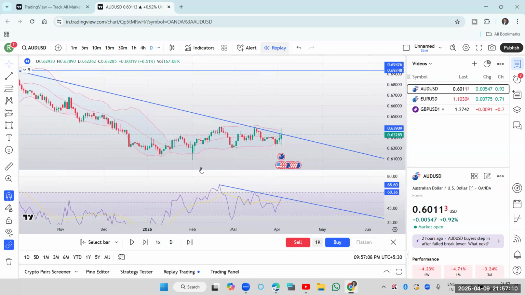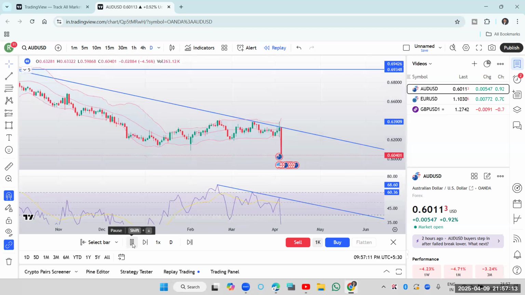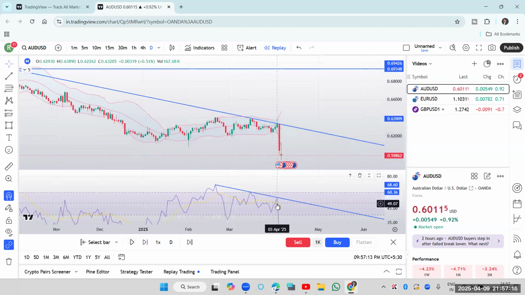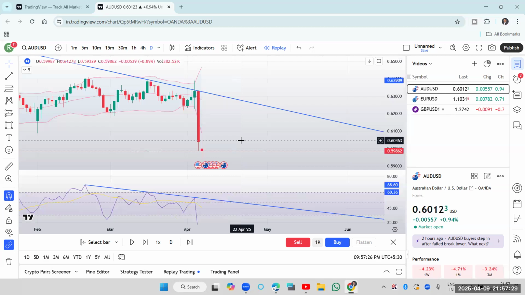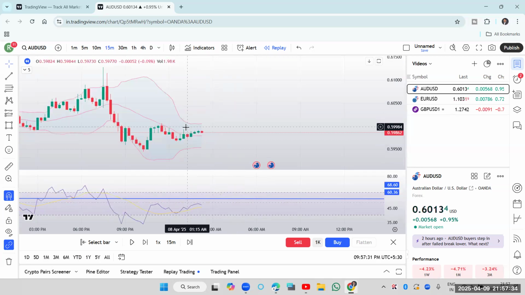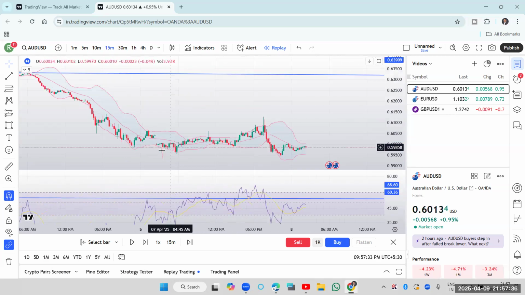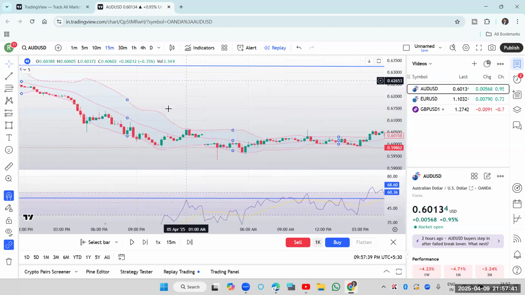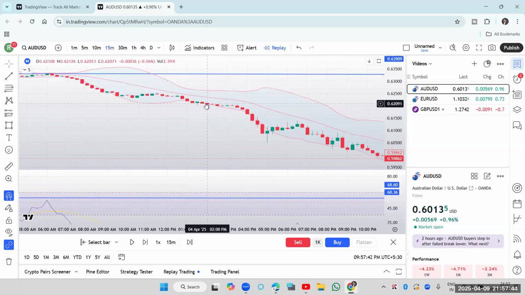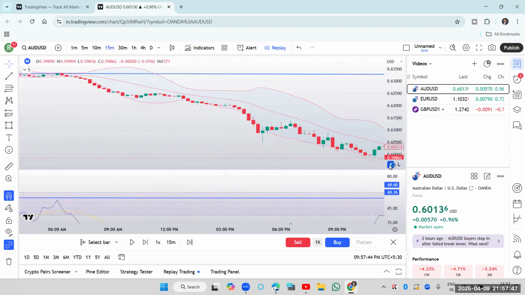Now, here is the magic. See, it went straight below the 40% RSI level, and from there it went all the way down, right? So if we go to the 15 minutes time frame on that day, which was 4th of April, everything started somewhere here. Let me zoom it properly.